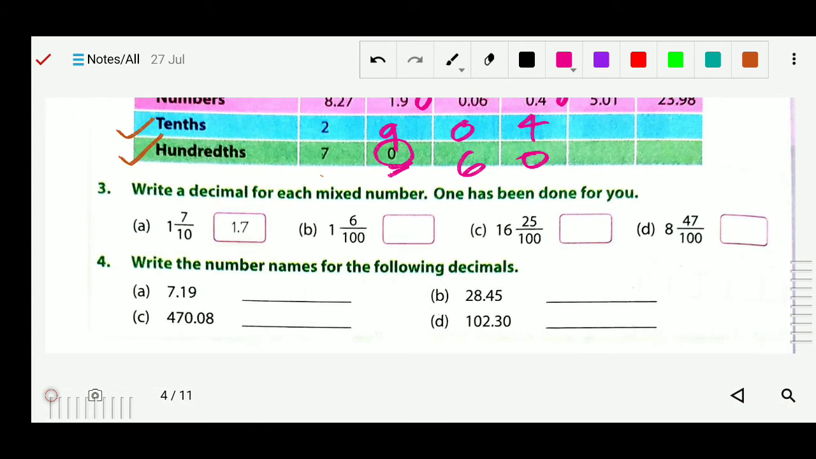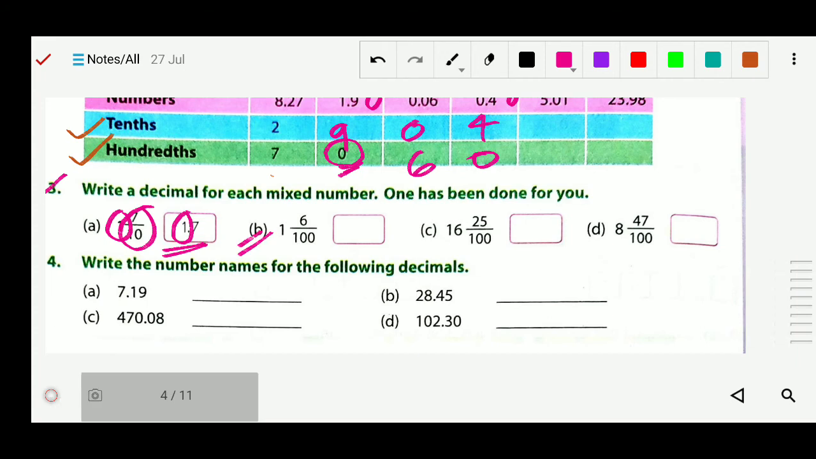Now question number 3, write a decimal for each mixed number. One has been done for you. It means one we have already solved. 1 is the whole part, so that's why 1 is written, and then 7 by 10 means 0.7. Similarly you can do here also.